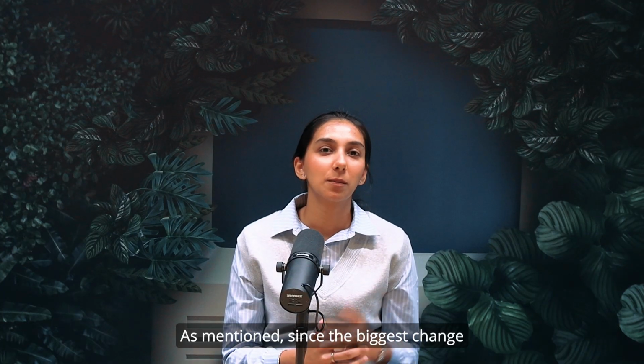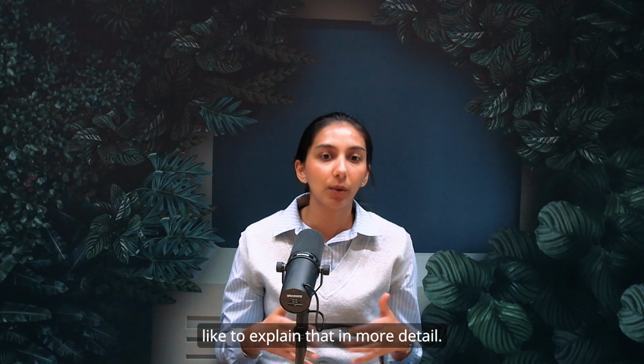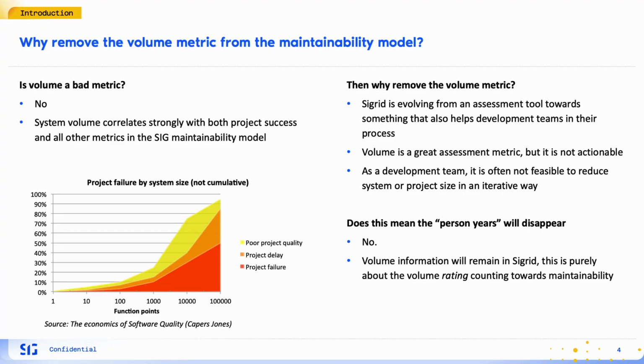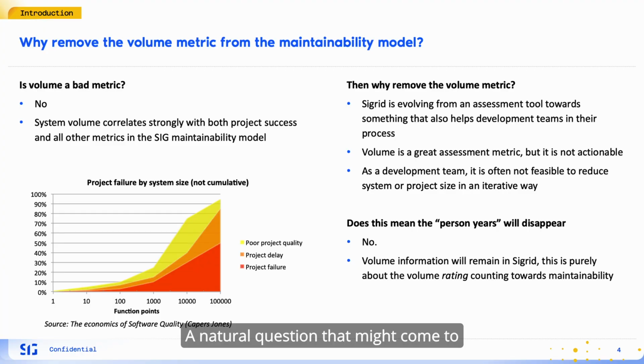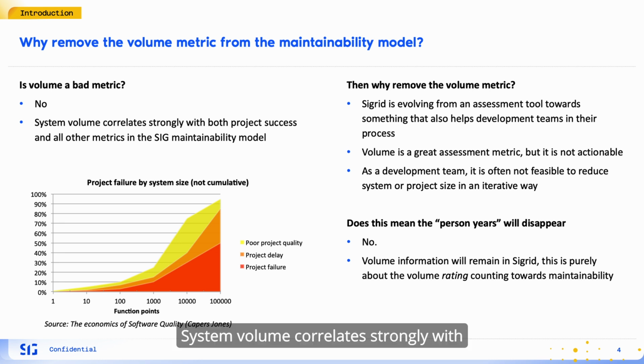As mentioned, since the biggest change for the 2026 model is the volume metric, I'd like to explain that in more detail. A natural question that might come to your mind is: is volume a bad metric? The answer is no. System volume correlates strongly with both project success and all other metrics of the SIG maintainability model. However, SIG is evolving from an assessment tool to a continuous monitoring and governance platform.